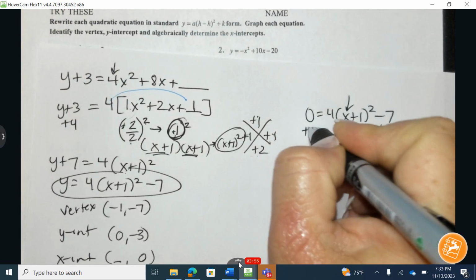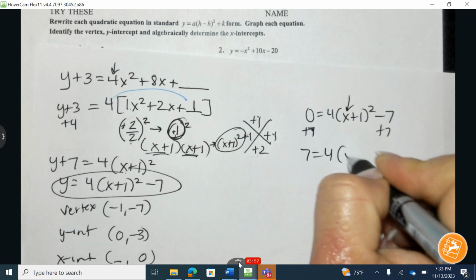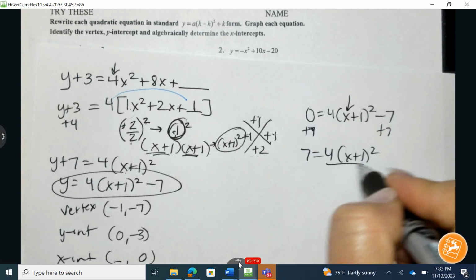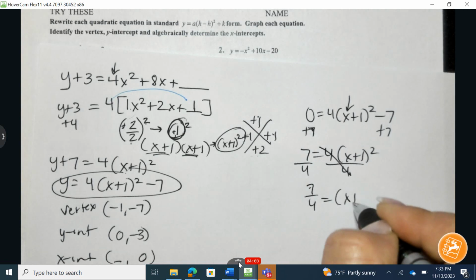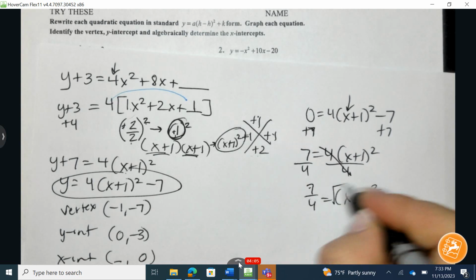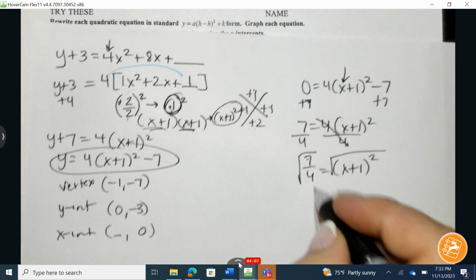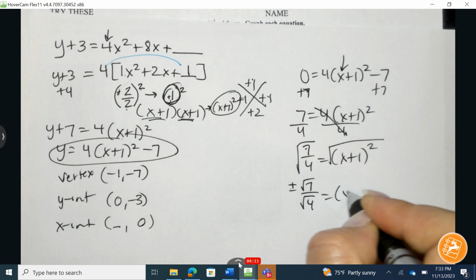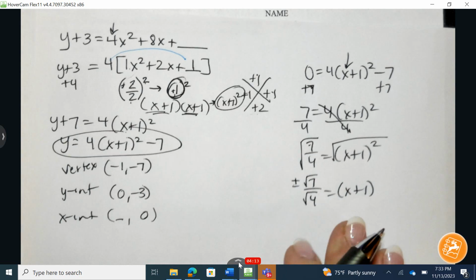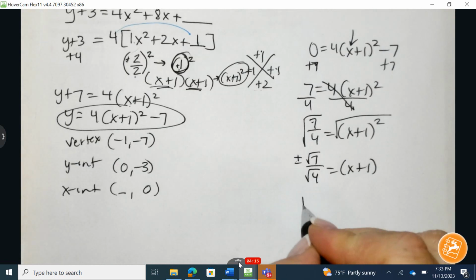Add 7, add 7. Okay, divide by 4. 7 over 4 equals x plus 1 quantity squared. This tells me I'm going to have 2 answers. So plus or minus the square root of 7 over 4. Now, the square root of 7 I can't break down, but I know the square root of 4 is 2.